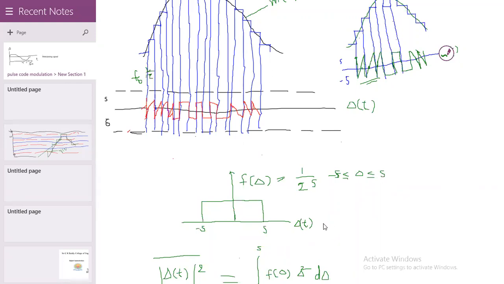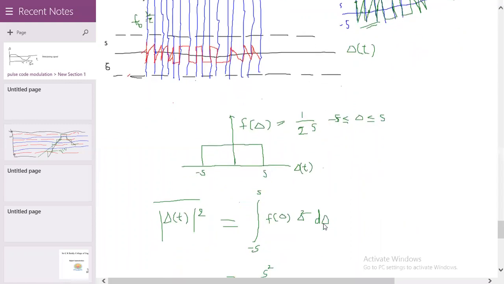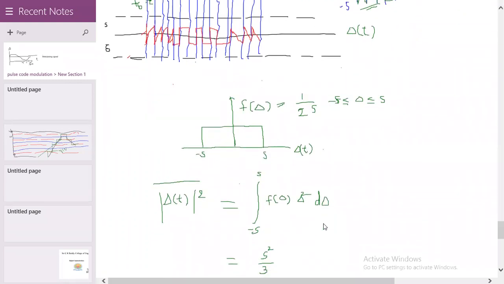Okay, after solving this integration, what is the answer? Hello? From girls side? After solving this integration, s squared by 3 is the correct answer? Yes, ma'am. Very good.